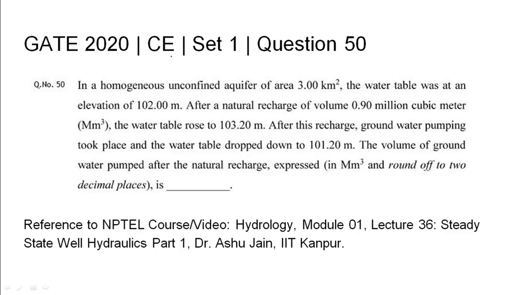GATE 2020 Civil Engineering Set 1 Question 50. In a homogeneous unconfined aquifer of area 3 km square, the water table was at an elevation of 102 meters. After a natural recharge of volume 0.9 million cubic meters, the water table rose to 103.2 meters. After this recharge, groundwater pumping took place and the water table dropped down to 101.2 meters. The volume of groundwater pumped after the natural recharge, expressed in million meter cube and rounded off to 2 decimal places, is. The relevant NPTEL reference has been listed.